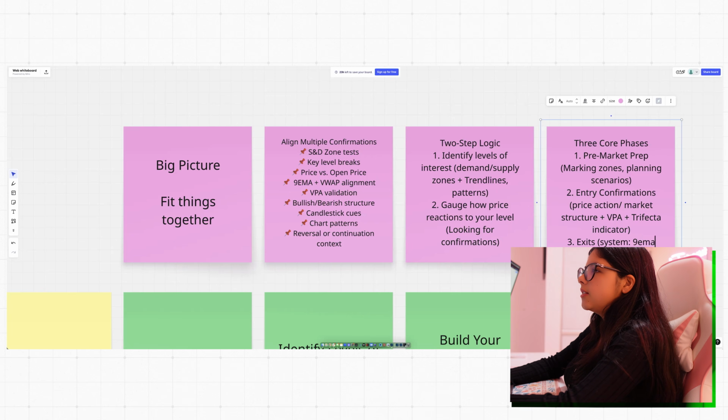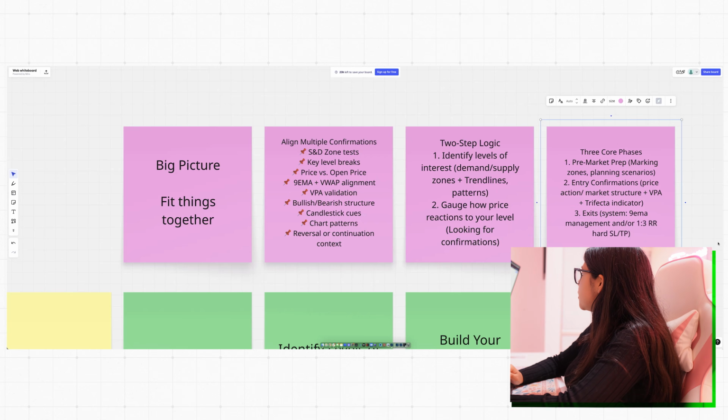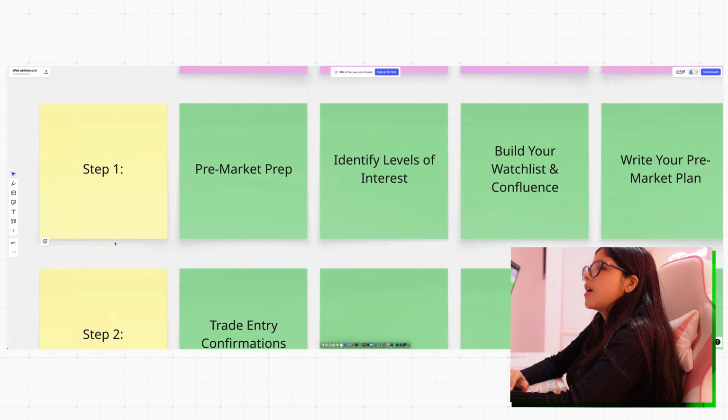So my exits for the most part are systematic. I use a 9 EMA to manage my trade, and or I just go for a 1-to-3 risk reward ratio, hard stop loss and target. So this is very simple. This is a very simple process. So I want to just show you guys examples of that whole thing.